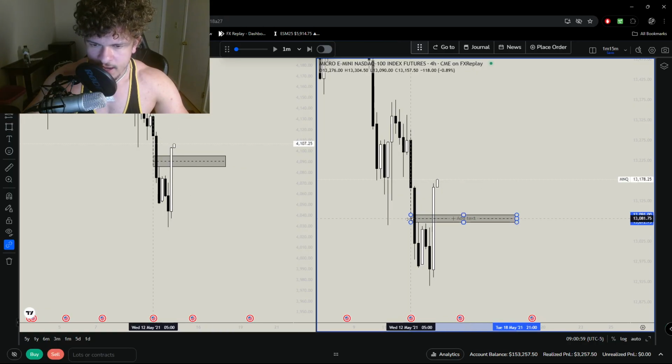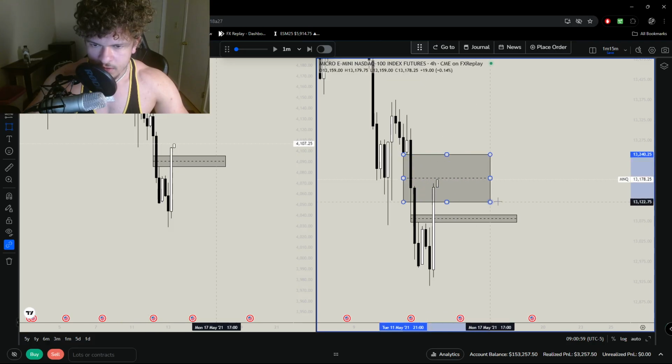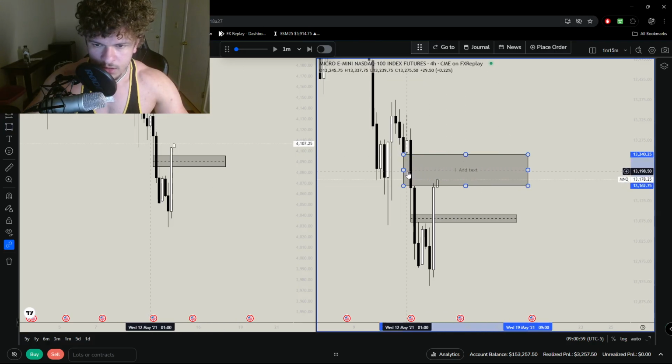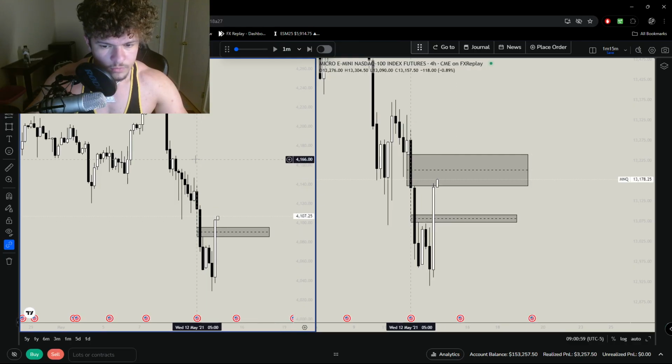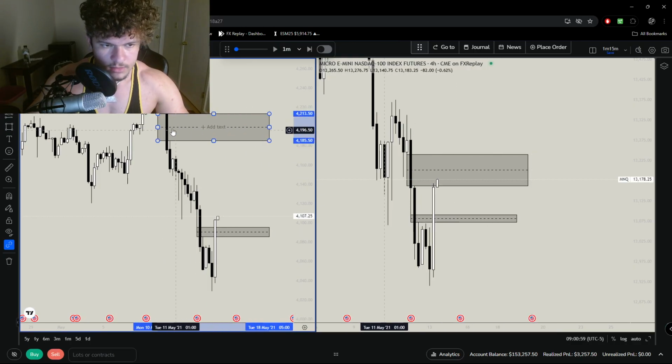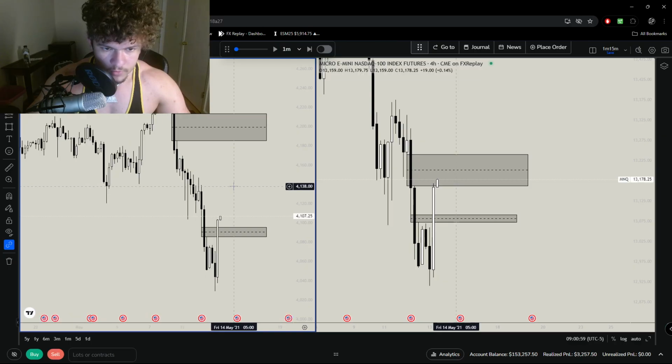And on top of that, there's another 4 hour fair value gap resting above. It's right next to it on NASDAQ, but not on ES. There's no other fair value gap there. So again, generally, I'm looking for continuations or reversals.